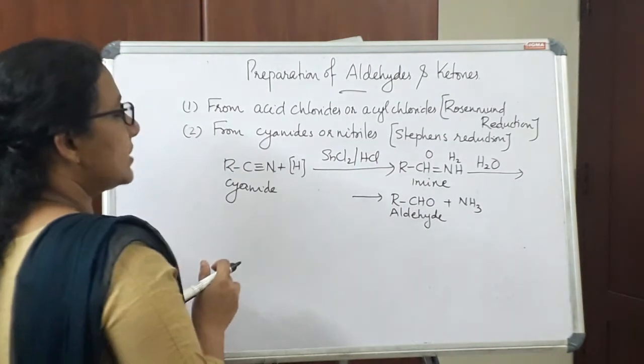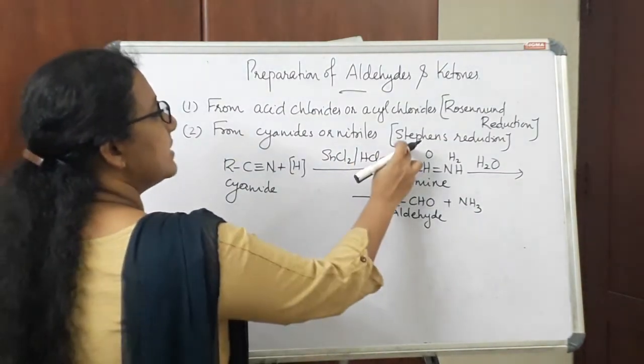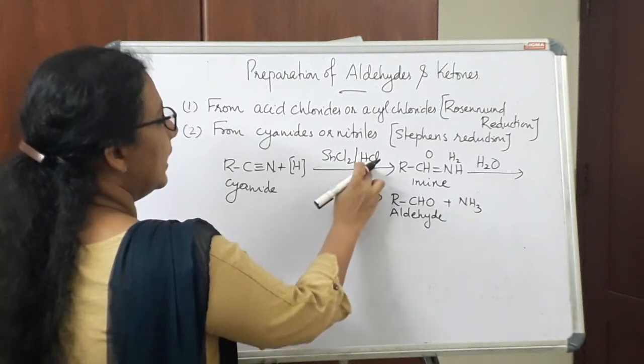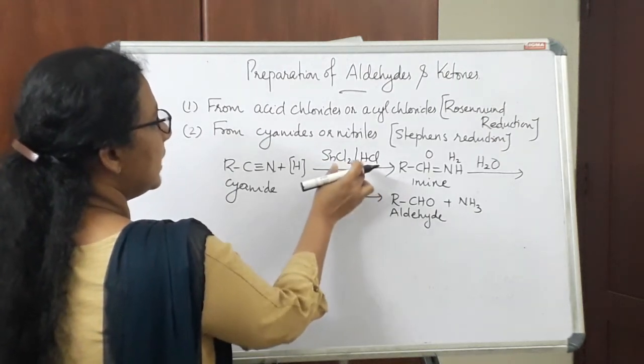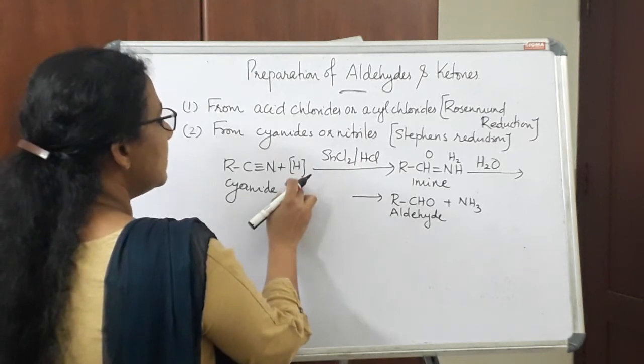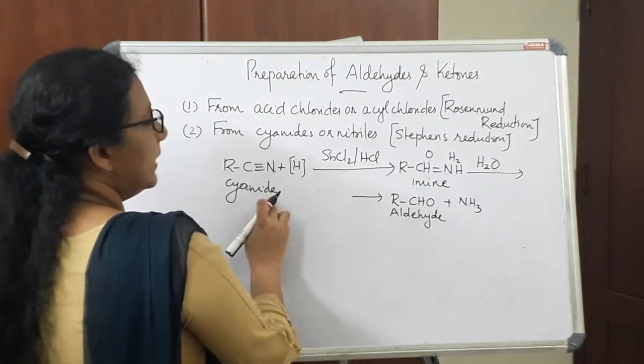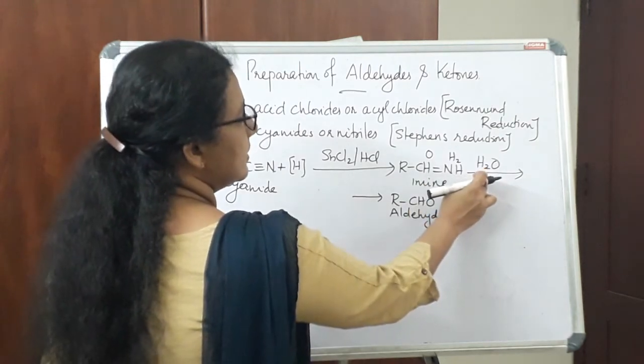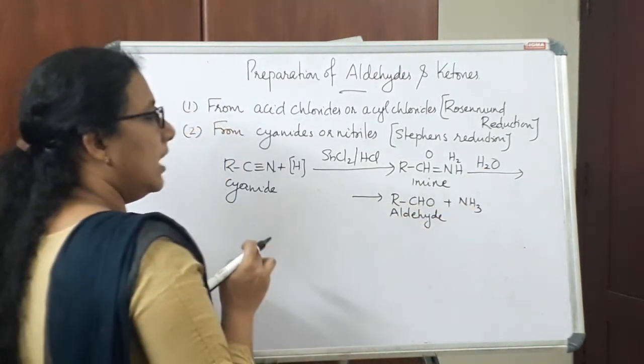This is also a reduction reaction. This reaction is called Stephen's reduction, where the reducing agent is SnCl2 and HCl. This is a reducing agent and it will produce nascent hydrogen. At first, cyanide is converted to the corresponding imine, which on hydrolysis gives the corresponding aldehyde.